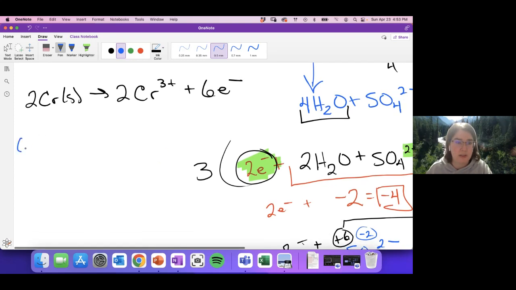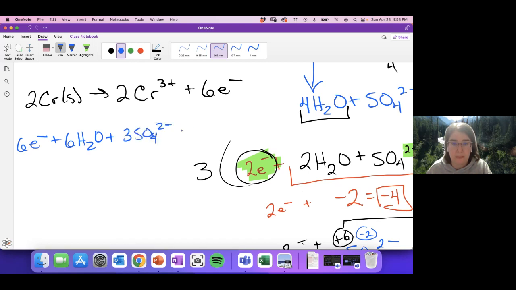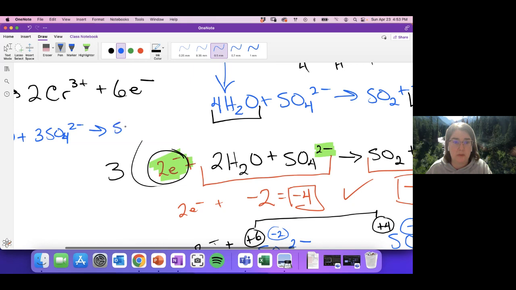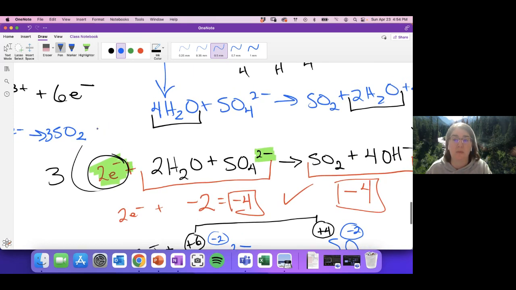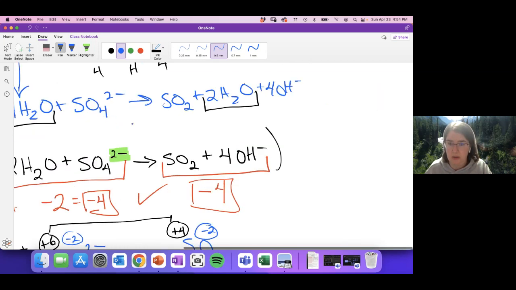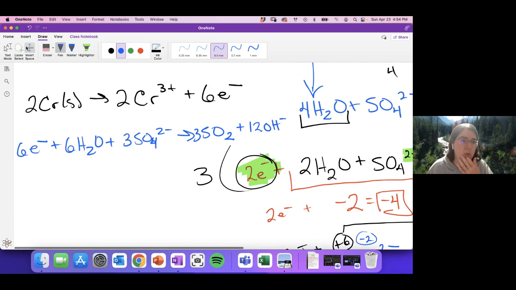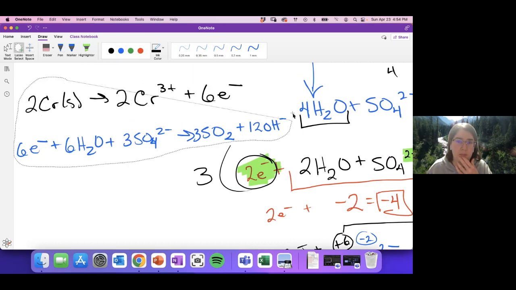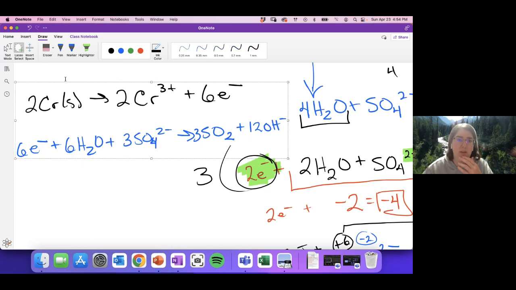3 times 2 is 6 electrons, plus 3 times 2 waters is 6 waters, plus 3 times 1 sulfate is 3 sulfates, plus 3 times 1 sulfur dioxide is 3 sulfur dioxides, plus 3 times 4 hydroxides is 12 hydroxides. Okay. I am actually going to move this stuff so that I can make something line up that makes me feel better.